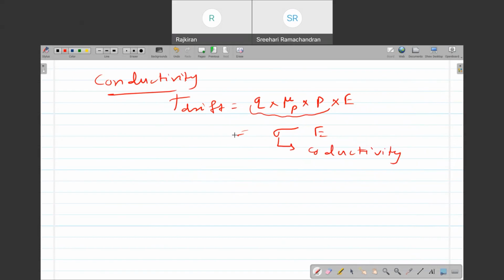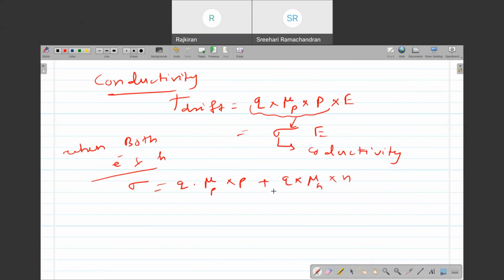In a semiconductor where both holes and electrons are present, what is sigma? Sigma will be equal to Q into mobility due to holes into concentration of holes, plus Q into mobility due to electrons into concentration of electrons. This is the conductivity when both are present. Okay, suppose you take N type.